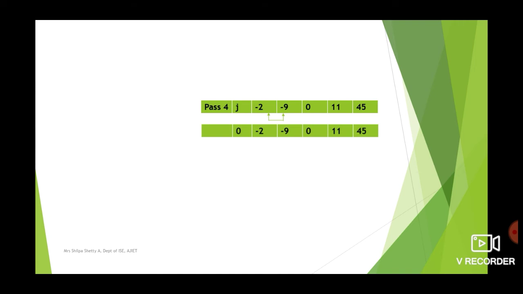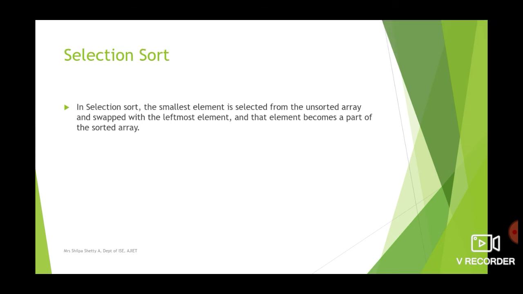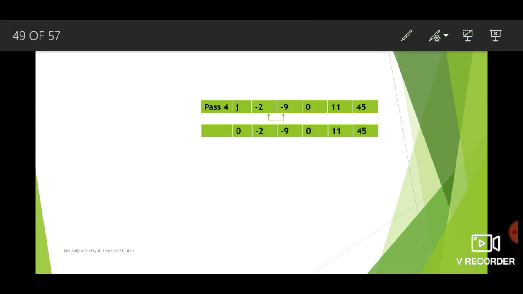Please make a note here, students. There's a small change here. This should be -9 and this element has to be -2. So the elements will be -9, -2, 0, 11 and 45. So that's all in this algorithm, that is bubble sort.